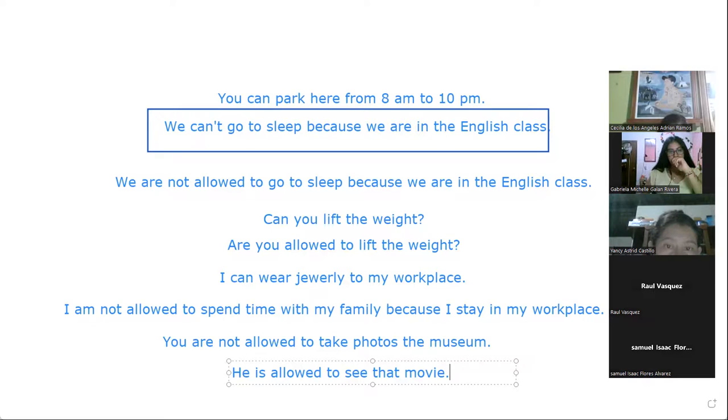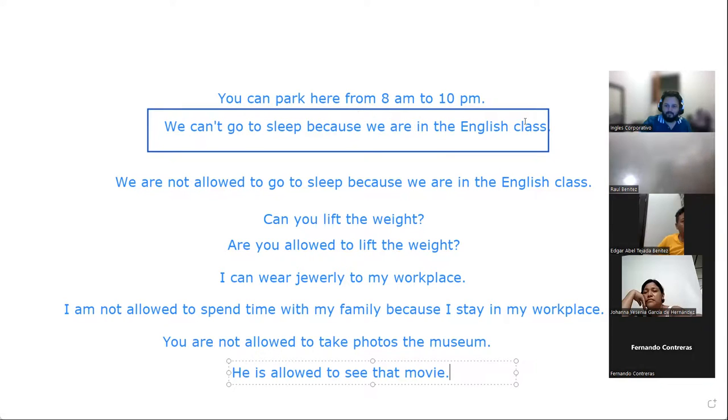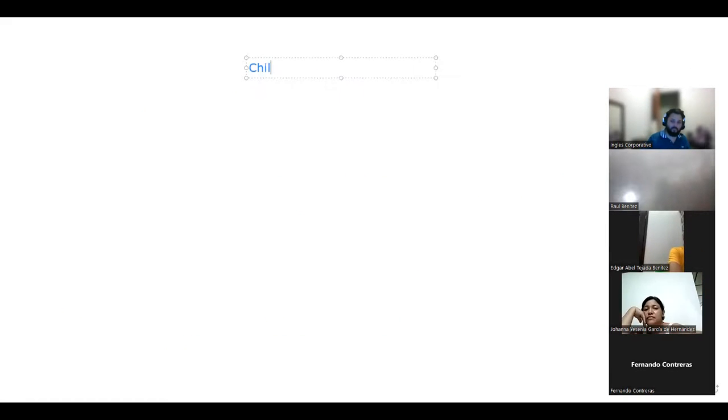Be allowed to, okay. Yes, very good. Teacher, hear this example. Tell me. Children are not allowed to go to bed after dinner. Very good. All right, that's a good example.